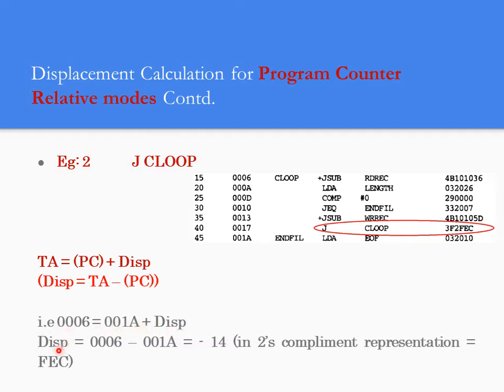So here if you calculate the value of displacement, if you subtract these two values, you will get minus 14. Since negative numbers are represented in 2's complement representation, the equivalent 2's complement representation of minus 14 is FEC in hexadecimal. So here you can see the 12-bit displacement field is being represented as FEC. So you can draw that format 3 instruction format and fill in the various values and cross-check if you are indeed getting this value as the object code.